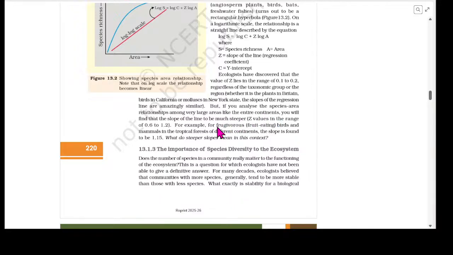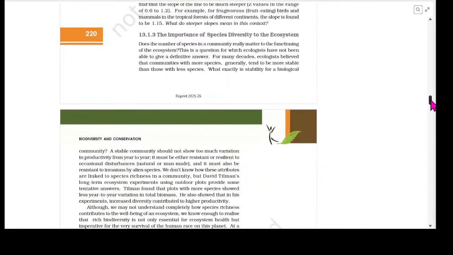the slope of the line to be much steeper, with z values in the range of 0.6 to 1.2. For example, for frugivorous, or fruit-eating, birds and mammals in the tropical forests of different continents, the slope is found to be 1.15. What do steeper slopes mean in this context?